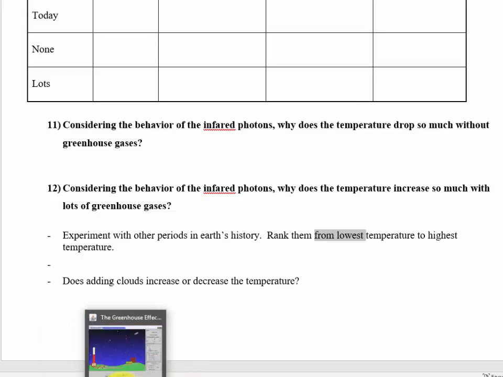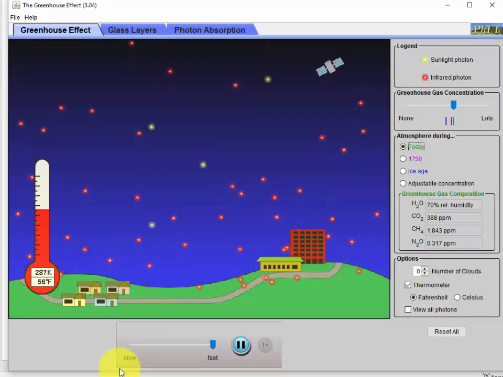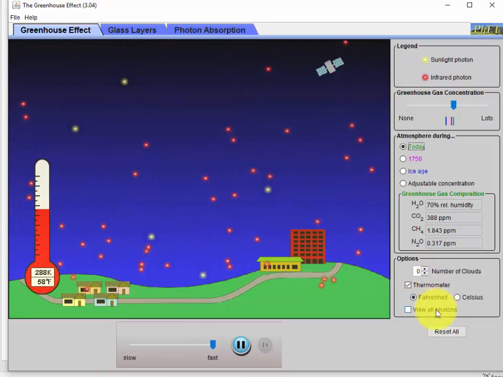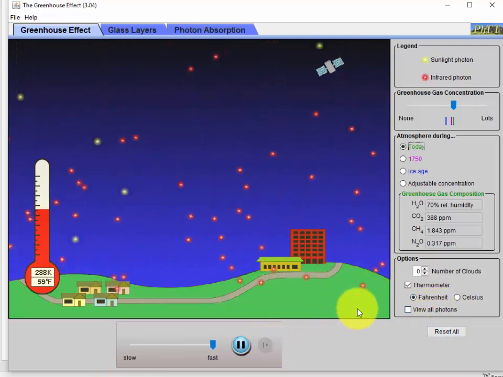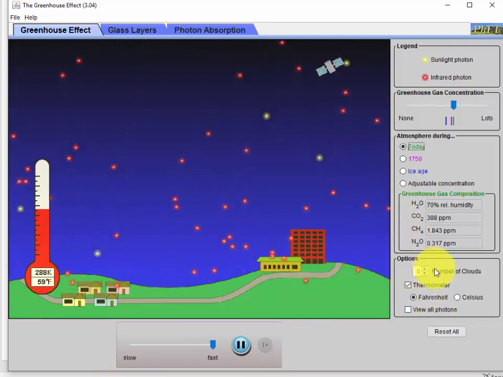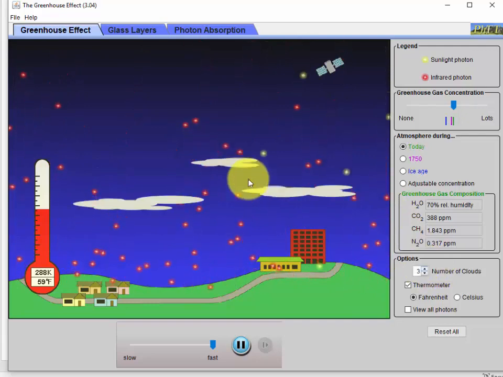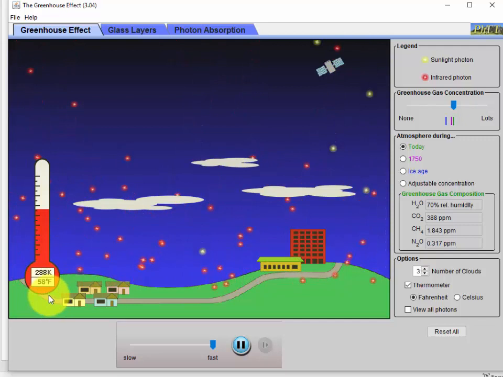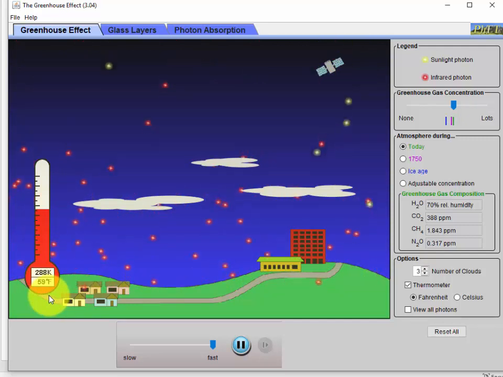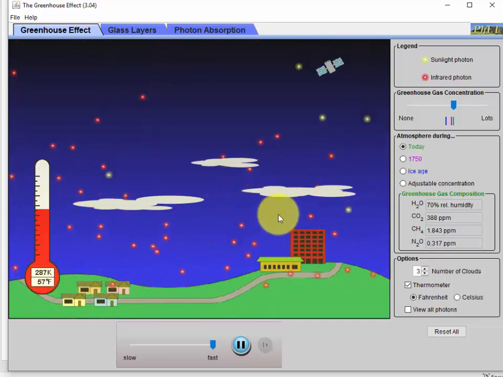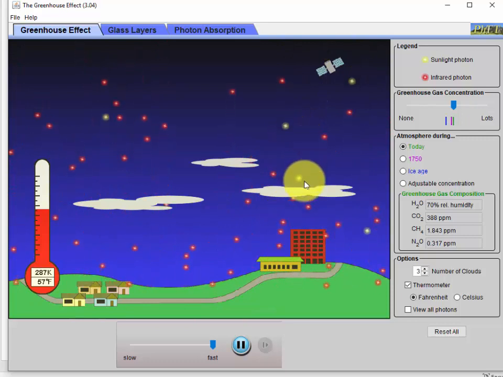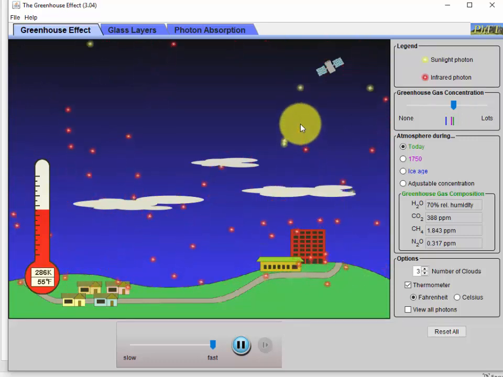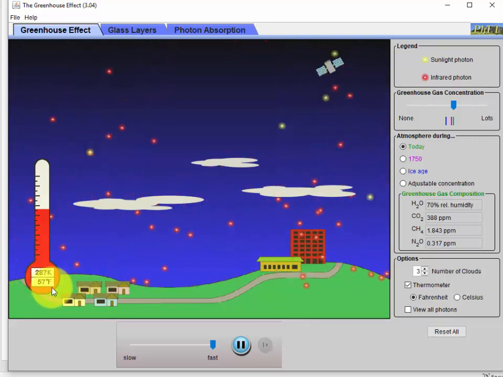So I'm going to pop back to the lab, and I'm going to add some clouds to this. So boom, boom, boom. Now I have the clouds, and let's see the impact of clouds. Seems to me that the clouds are now bouncing back some of these yellow guys, and something happened to the temperature right here.